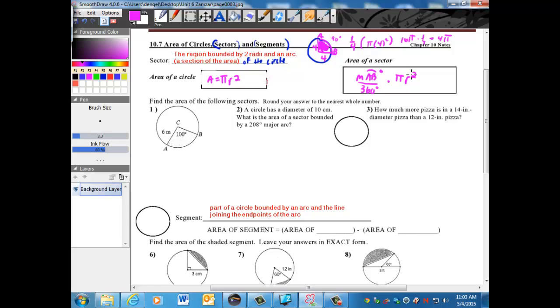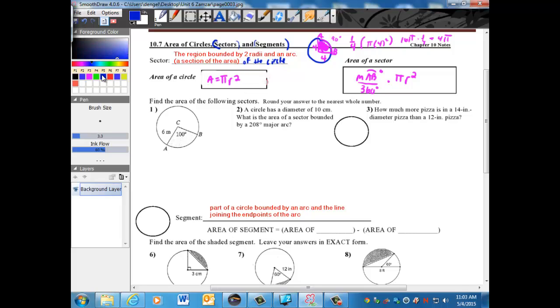This is very similar to the formula that we use to find the length of an arc. Last section, in 10.6, we took this same formula but multiplied it by 2 pi r. Now we're dealing with area, so we're going to multiply it by pi r squared.